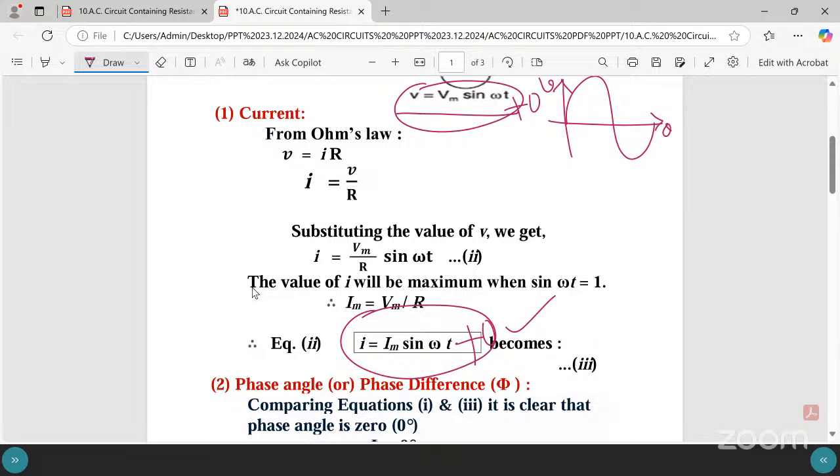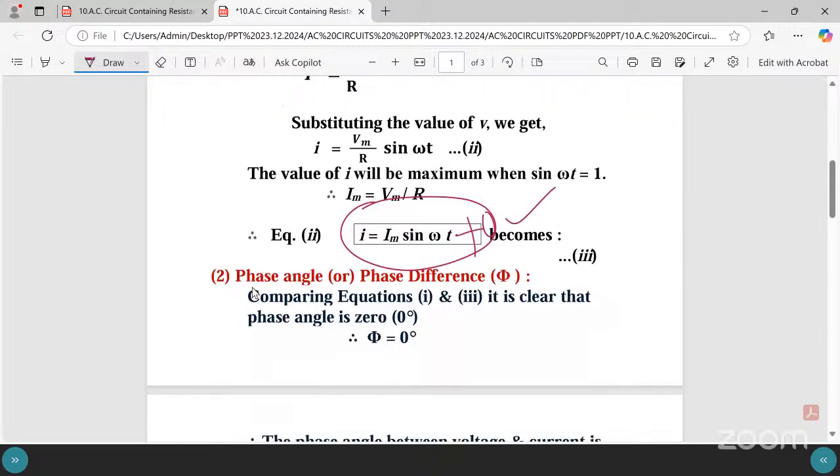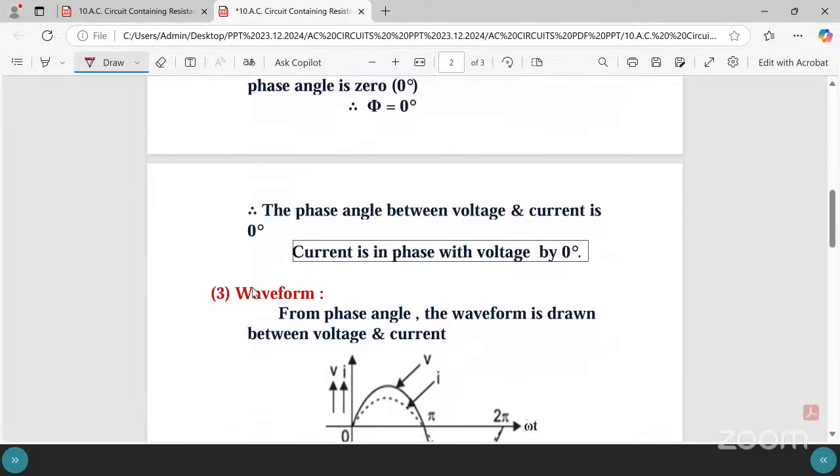This is the second one. First result, second result. Next one. After getting 0, you have to make a sentence. Which is the output? Current is the output. Which is the input? Voltage. So current is in phase. Is in phase indicates that it is 0 degrees. What is the sentence? Current is in phase with voltage by 0 degrees.